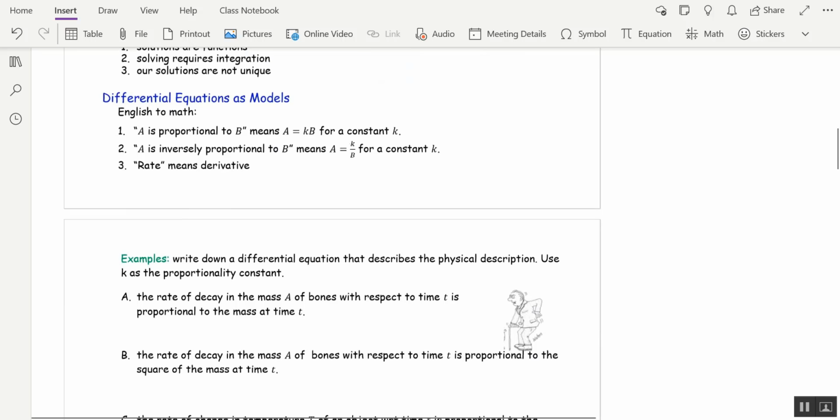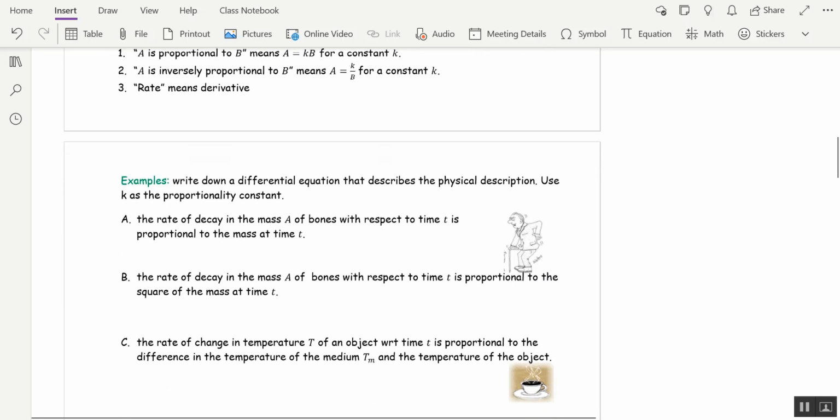So let's do some simple examples. Write down a differential equation that describes the physical description. We're going to use k as our proportionality constant, and we want to use the variables given. We're not going to make up our own variables. The rate of decay in the mass A of bones with respect to time t. That first phrase, the rate of decay in the mass A with respect to t, all of that is dA/dt. Rate, dA/dt.